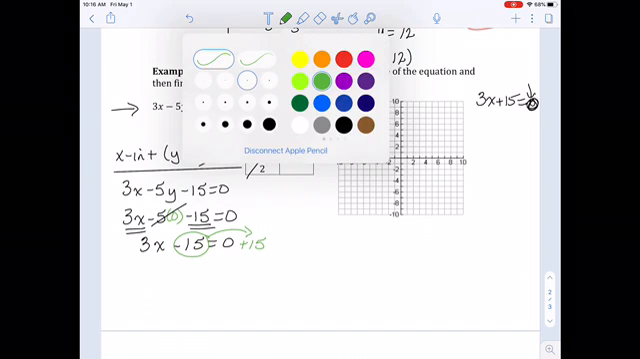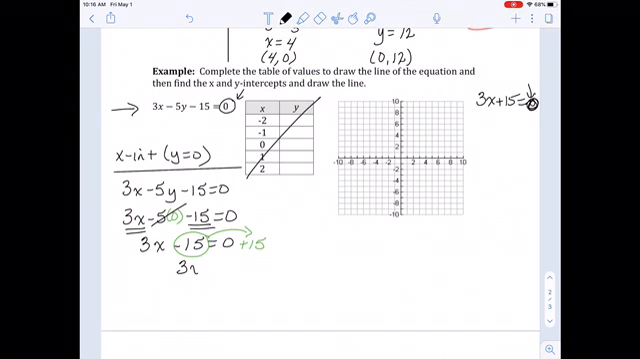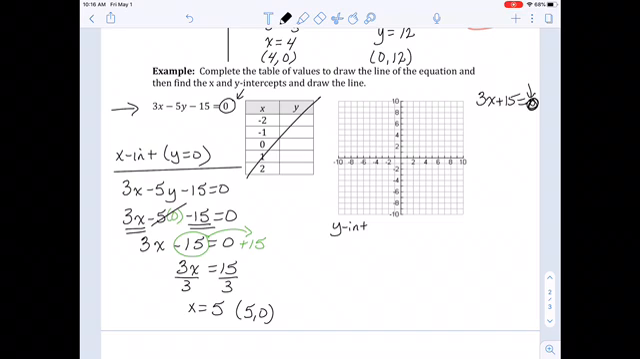So our next line should look like 3x equals 15. And we divide both sides by 3, and x is equal to 5. So our x coordinate here is 5, 0. And our y coordinate, or our y-intercept rather, we know that x is equal to 0.